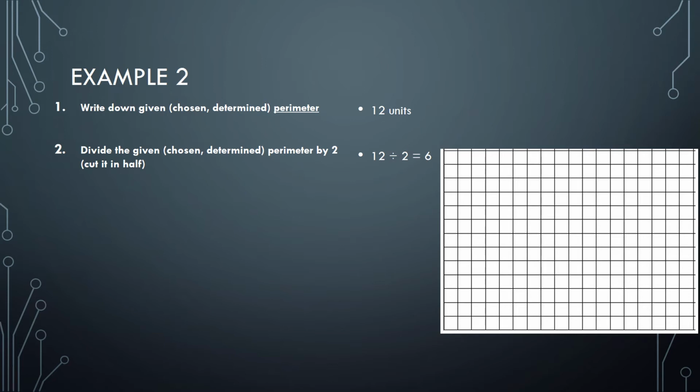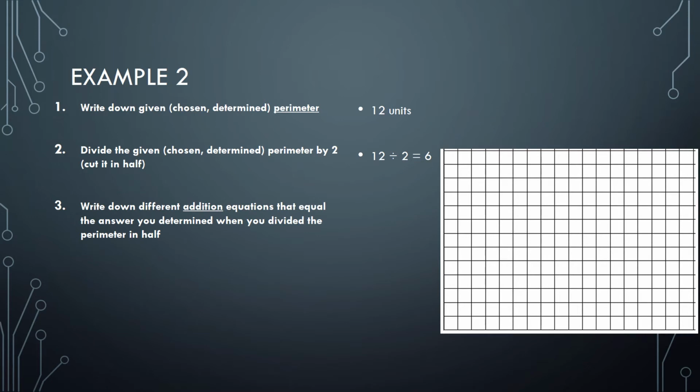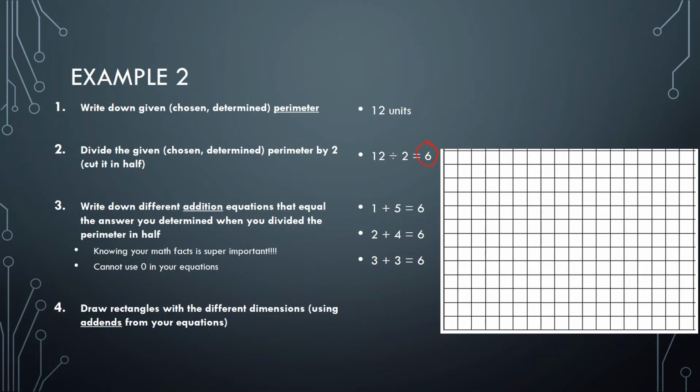So now we're going to write our different addition equations that equal 6 that we got when we divided our perimeter in half. And we end up with 1 plus 5 is 6, 2 plus 4 is 6, 3 plus 3 is 6. Now we have to draw those rectangles with those different dimensions.